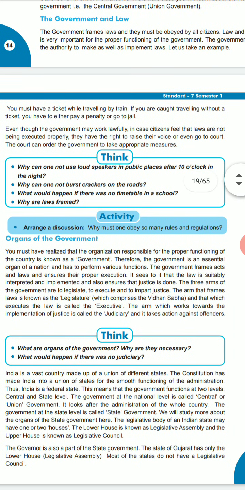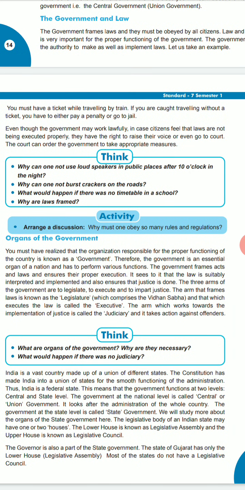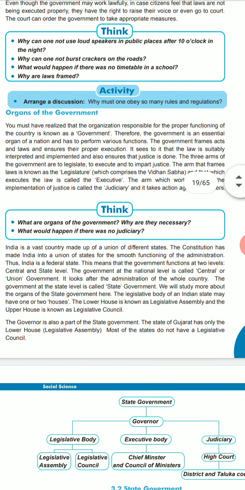Even though the government may work lawfully, in case citizens feel that laws are not being executed properly, they have the right to raise their voice or even go to court. The court can order the government to take appropriate measures. Okay, these are the questions in the think activity. Arrange a discussion. Why must one obey so many rules and regulations?